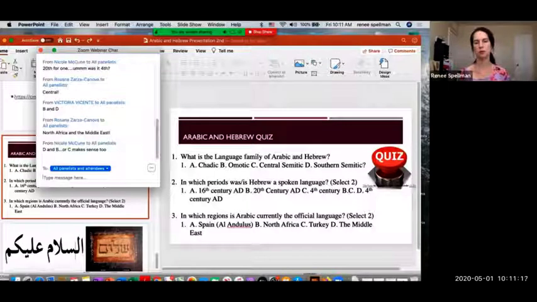And then in Spain, obviously, in the past, Arabic was spoken there, but it is no longer spoken there except for Arabic speakers who live there, but it's not the official language there now.